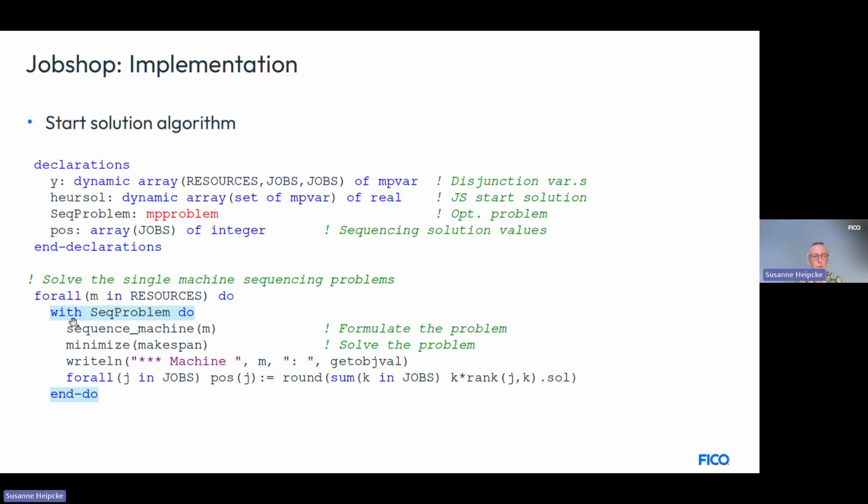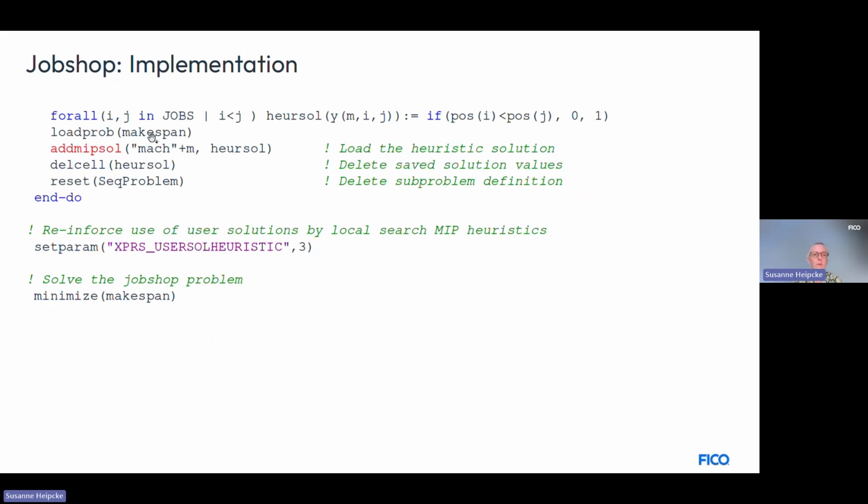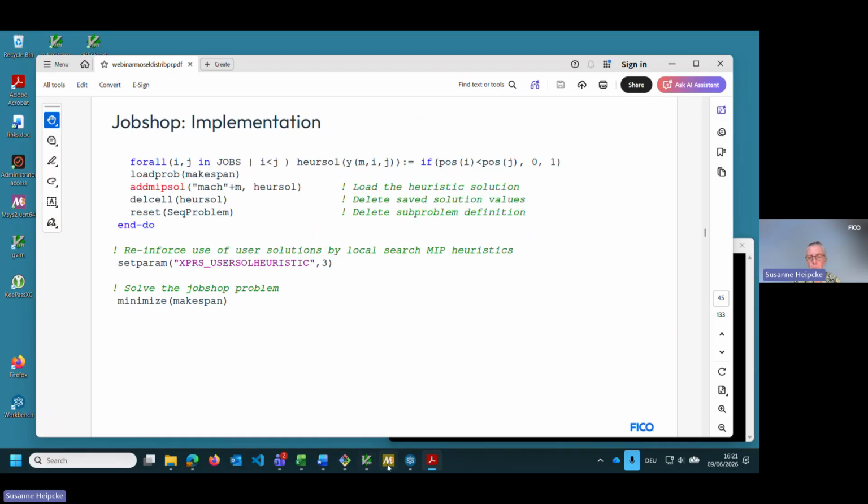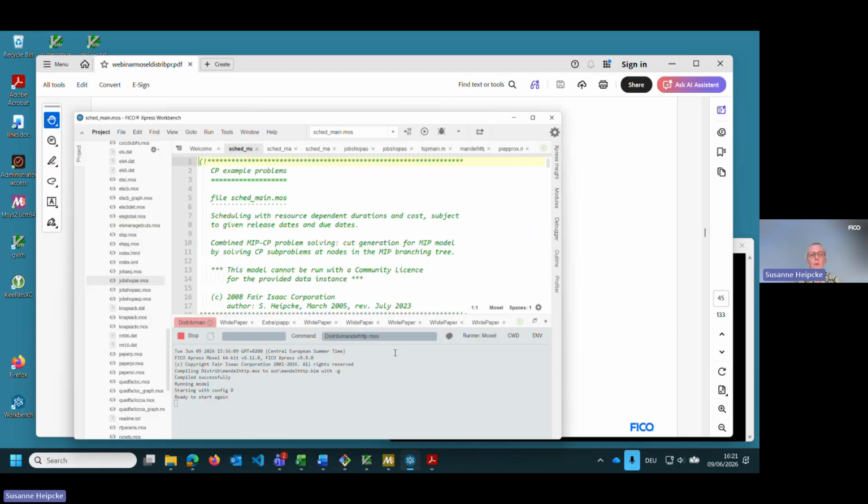For the implementation, with the sequencing problem, I'm running this in a loop for every machine. I'm doing this separately and saving the solution information. What I'm doing with this is just a partial solution because it's just for one machine, but I'm populating this information and adding it as a MIP solution, and I'm telling the solver to try to make good use of this solution.